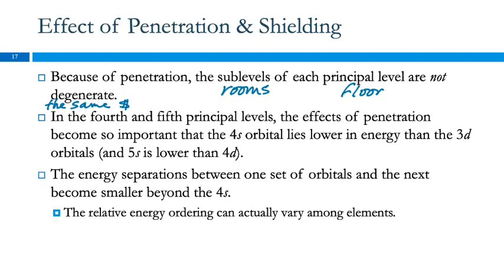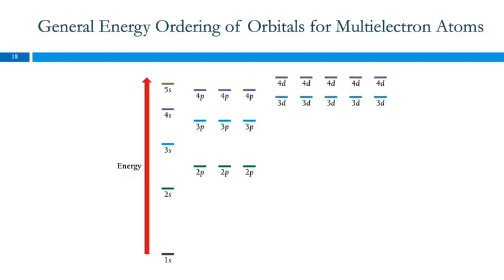So as you go farther and farther out, higher energy levels, the difference in energy between those levels becomes smaller and smaller, and that's why they're easier to get mixed up. And then just to make things more interesting, the relative energy ordering can actually vary among elements. So we're going to totally ignore that. We're going to say, well, yeah, okay, that's true, but we're just going to look at things where they behave themselves. So this is the general energy ordering.